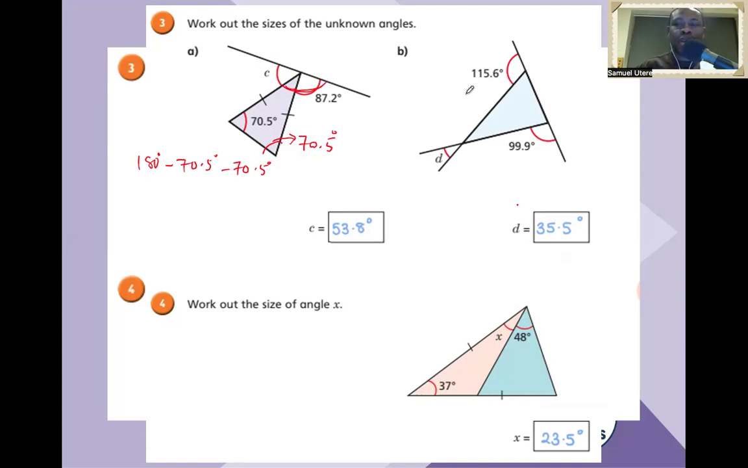Let's talk about B. Here, to get this angle, we're going to do 180 degrees minus 99.9 degrees.